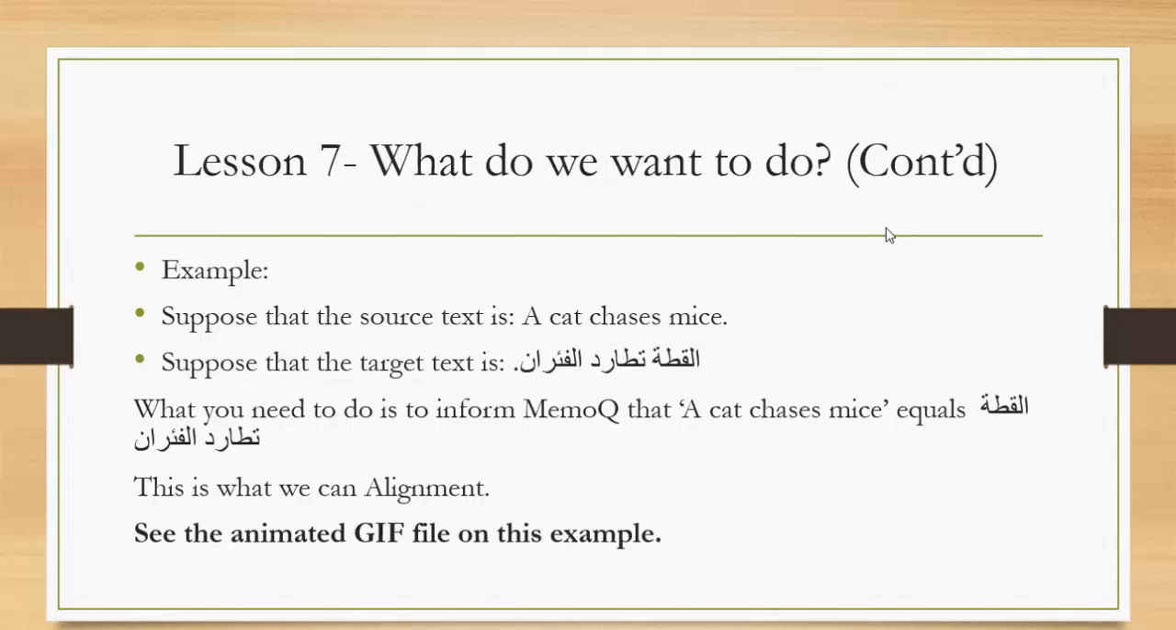Now this is an example. For example, let's say that you have the file which has only one sentence, which is a cat chases mice, and in Arabic it's القطة تطارد الفئران. How do I make MemoQ understand that a cat chases mice equals القطة تطارد الفئران? It is through the LiveDocs that we talked about. This is what we call alignment, and there's a GIF file that will help you through the process. Again, I say this is just theoretical at the moment. I will guide you step by step with everything, so don't worry about that.